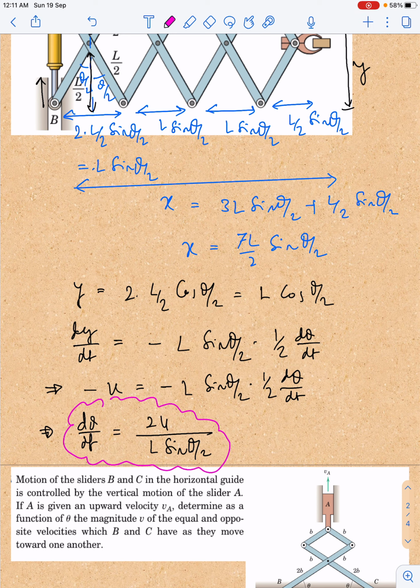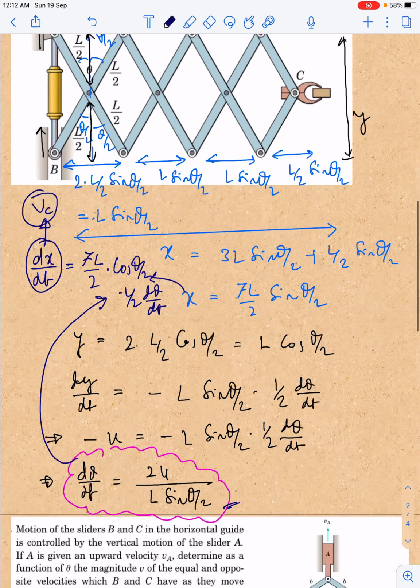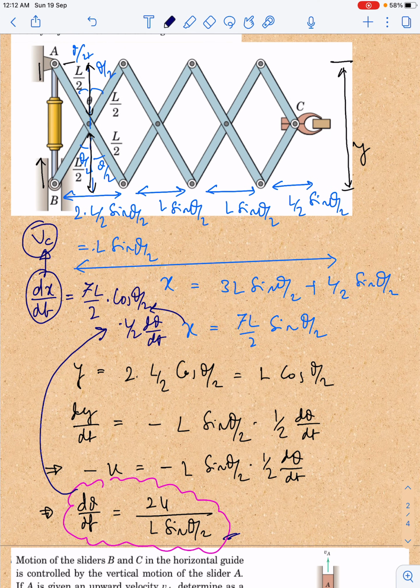Alright, now if I go back to this previous equation of x, and if I differentiate this value of x, what is the value that we will get? Come back to this. So if I do dx dt, we will get 7L by 2 into cos theta by 2 into half of d theta dt. Now this d theta dt value, if we incorporate here, this dx dt is nothing but Vc. We can comfortably get the value of Vc. So that's the technique to solve. It's an easier technique, so better you follow this one only, right?